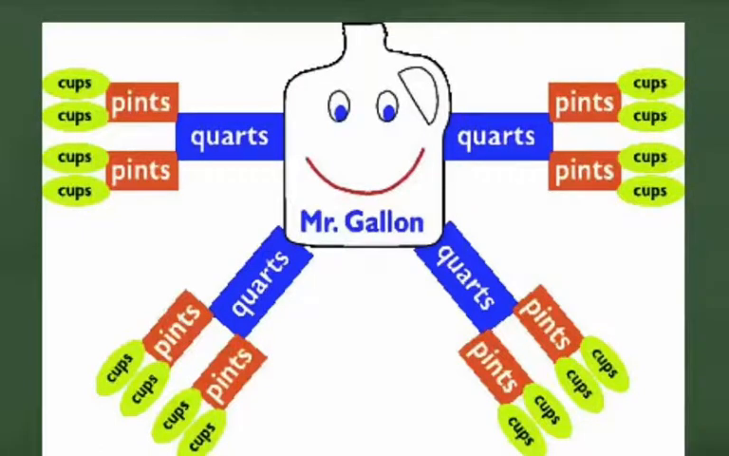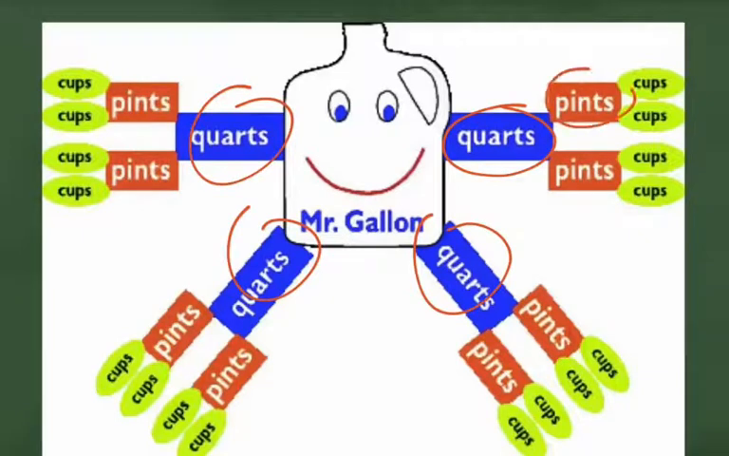You've got Mr. Gallon Man. So you have 4 quarts. 4 quarts makes 1 gallon. 2 pints makes 1 quart, and 2 cups make a pint. So 4 cups in 2 pints, 2 pints in a quart, 4 quarts in a gallon.